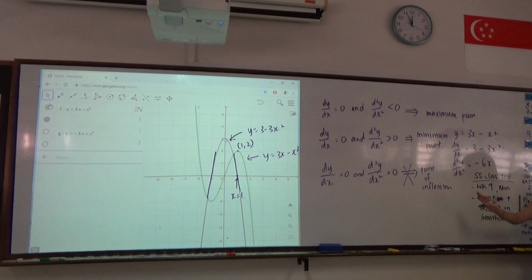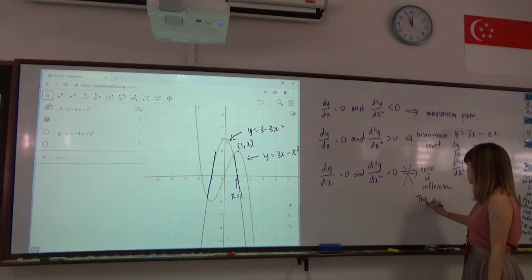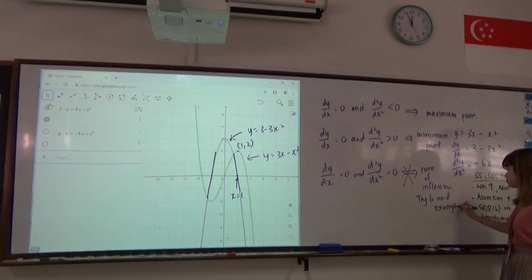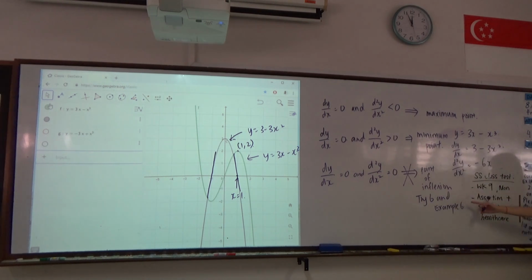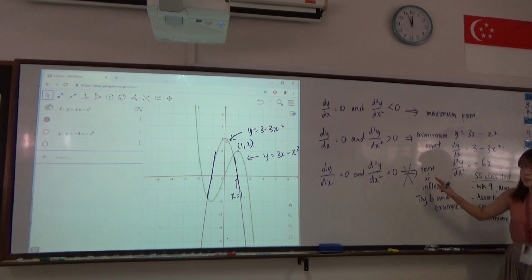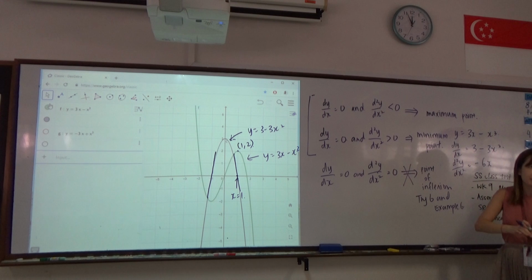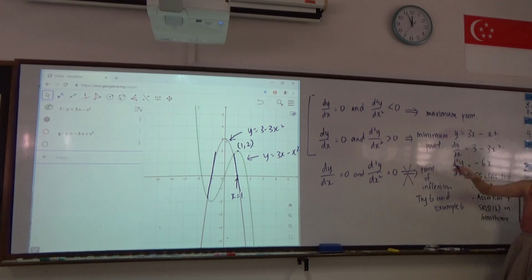Okay, so this one we will look at try 6 and example 6 later. We will look into that later on. So this does not hold true. My second derivative test only covers these 2 points, as in these 2 things that I mentioned. Any questions?